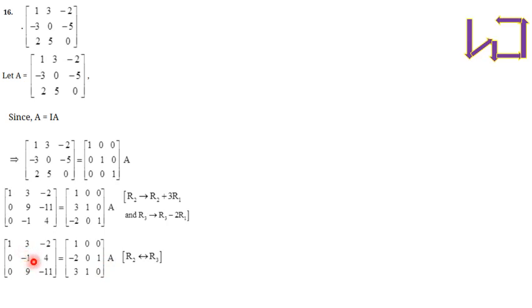Now here it is minus 1. We don't want minus 1, we need 1 only. So we have to go for a transformation. For cancelling that minus 1, just multiply row 2 by minus 1.